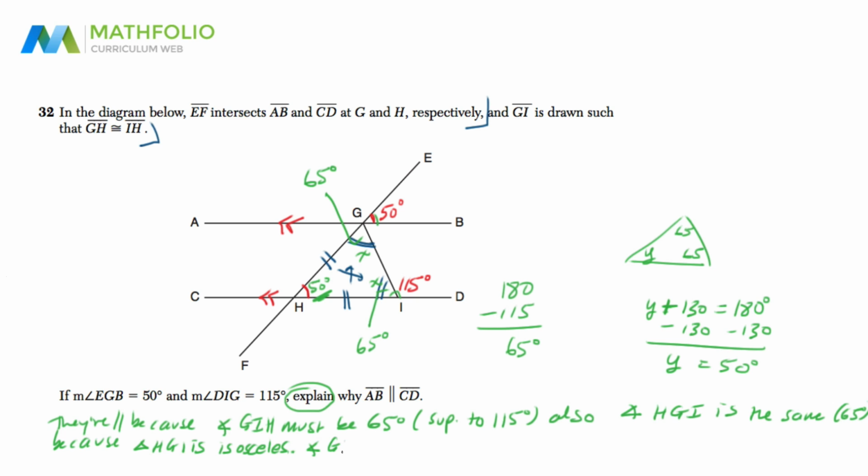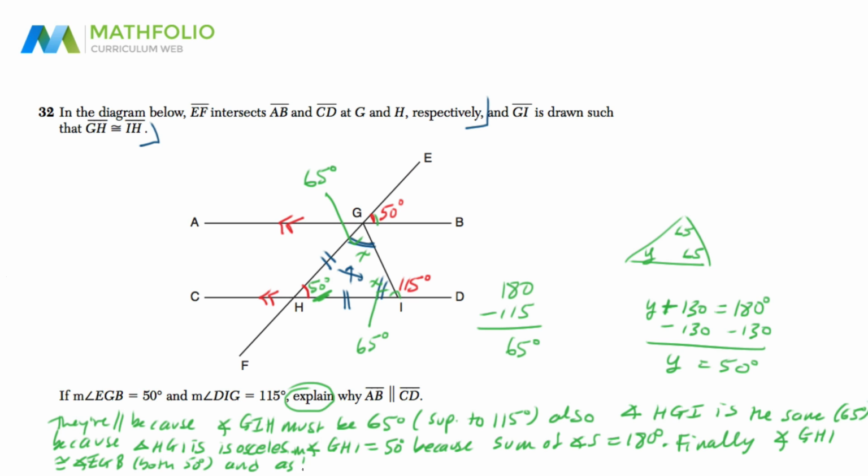Angle GHI, really the measure of, equals 50 degrees because sum of angles equals 180 degrees. And then finally, we can say that angle GHI is congruent to angle EGB. I'm going to put both 50 degrees, and as they correspond, the lines must, and really they're line segments, so the line segments must be parallel.